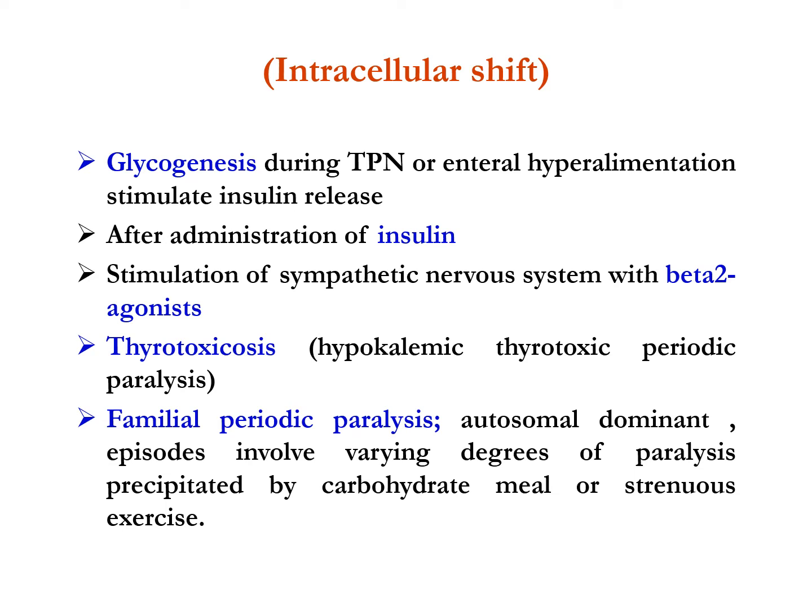Thyrotoxicosis, as we exclude in our case, we exclude hypokalemic thyrotoxic periodic paralysis. Also familial periodic paralysis, which is an autosomal dominant disease, consists of episodes involving varying degrees of paralysis. These episodes are precipitated by a carbohydrate meal or strenuous exercise.